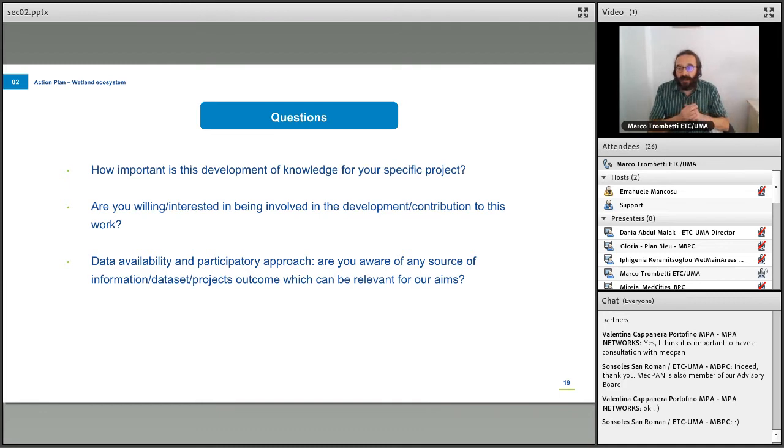And then something also very practical but extremely important, we would ask any participating institution to share data if available, or also very important would be to know any information on projects and datasets which can be relevant to us. Now I would give the floor to Eugenia, who can explain more in detail what they've done at the Balkan regional level in their project in WetMainAreas.